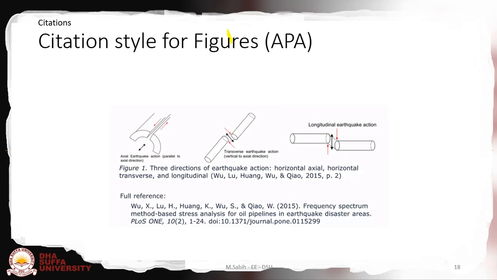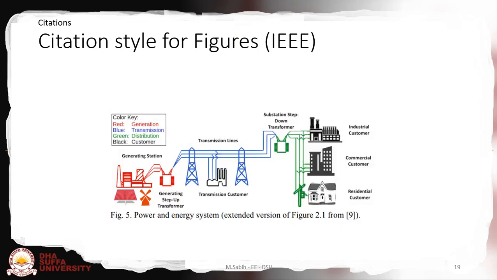Also, if you are trying to use some figures, the way is like this in APA style, and this is the full reference to that one. You're using some figures from here, and this is another one. This is in IEEE format, how to cite the figures from somewhere else, and this is an extended version, and this is very good. You should try to use this, that even if you do some extensions or drastic changes, it is better to write clearly that this is the extended version of the figure 2.1 from 9.